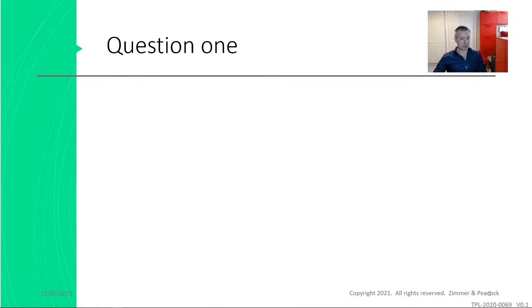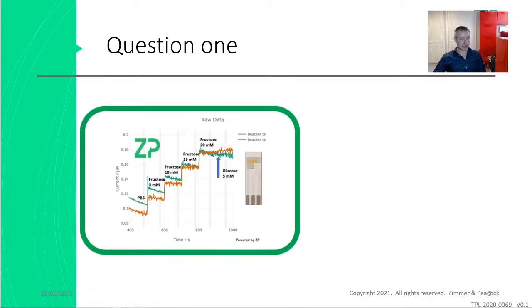At ZP we make fructose sensors. Fructose is an isomer of glucose. It's a structural isomer, so obviously the same molecular weight, same formula as glucose, but it's structurally different. In the food and beverage industry, it's quite interesting to measure fructose. So ZP does have a fructose sensor.